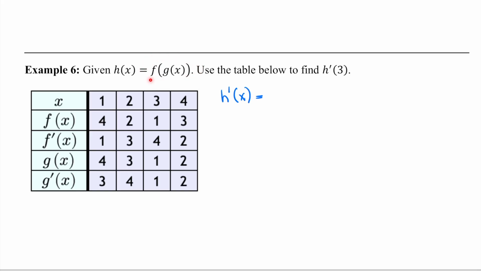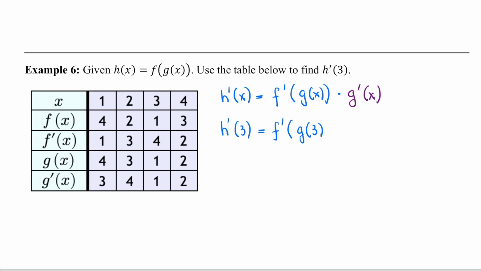We take the derivative of the outer layer, which is f prime of g of x, multiplying by the derivative of the inner function, which is g prime of x. To find h prime of 3, we plug in 3 for x. So h prime of 3 is f prime of g of 3 times g prime of 3.